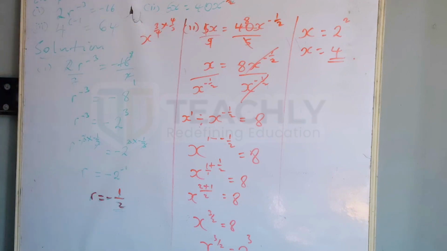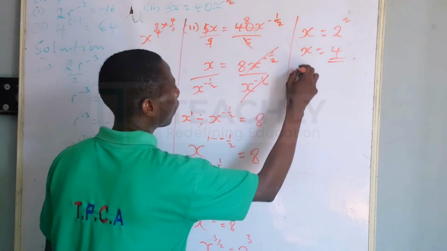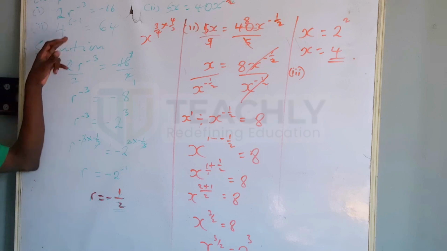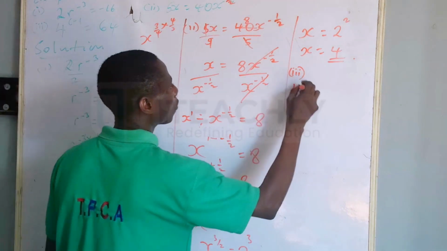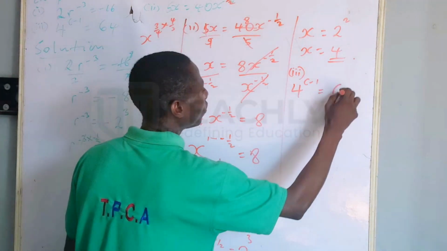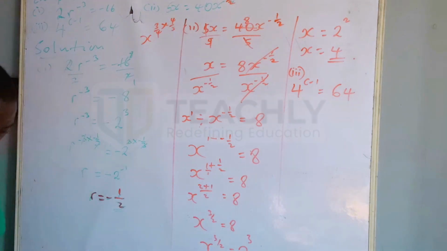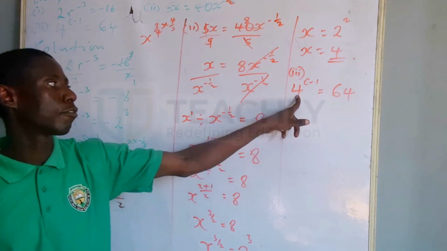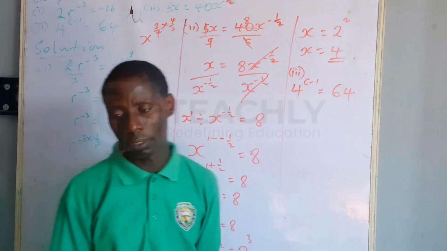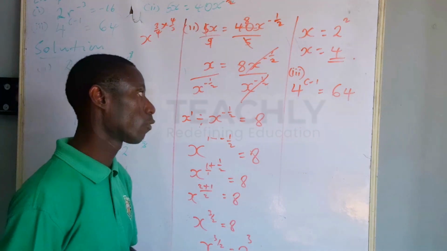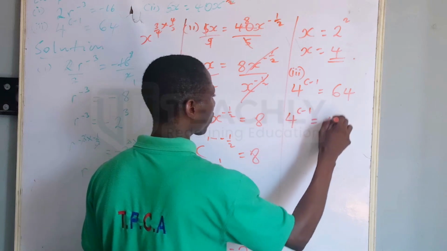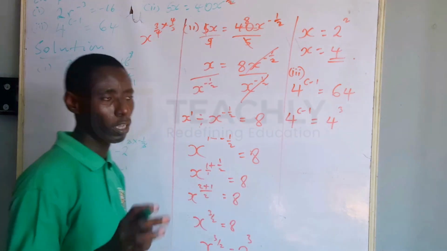Okay, let's look at the third one. For the third one, you have 4^(c-1) = 64. Since the base here is 4, you are expected to raise this number also in base 4. So 4^(c-1) = 4^3, because 4 times 4 times 4 will give us 64.